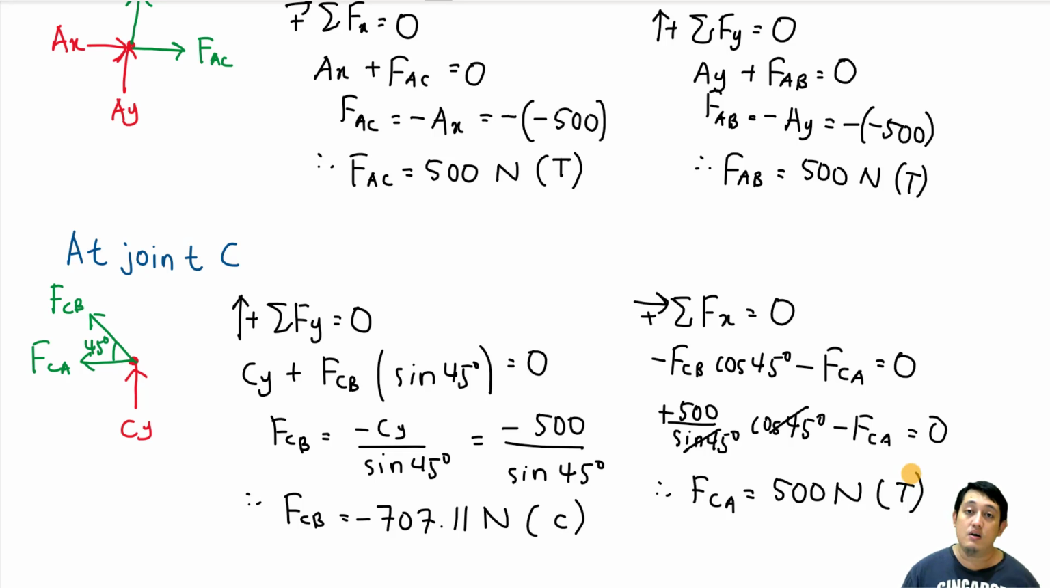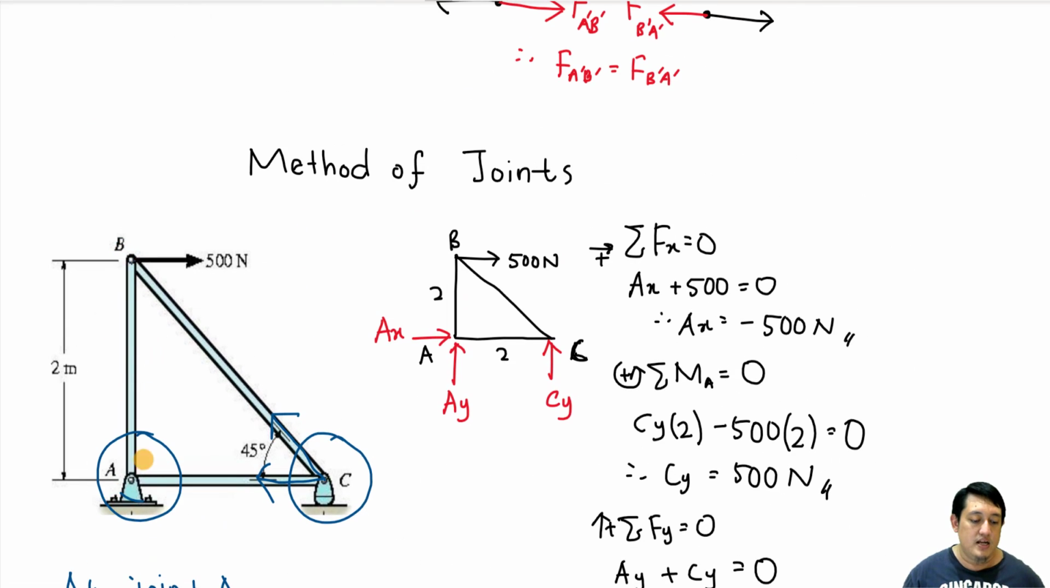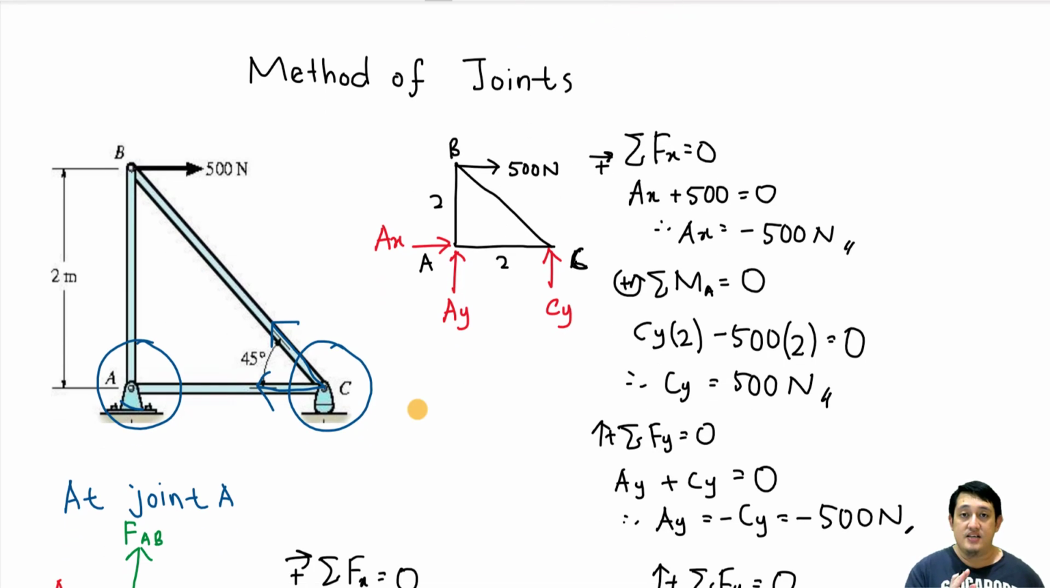So actually we have already finished calculating member FAC, member FAB, and also member FCB. We have AB done, AC done, and BC also done. For your own exercise, use this method of joint to calculate the members at joint B. Do this by yourself first. Use method of joint to calculate the members at joint B. Therefore, we will have B to A and also B to C. You are supposed to get the same answer. So please try to do this one on your own.